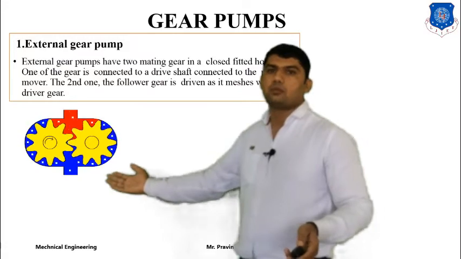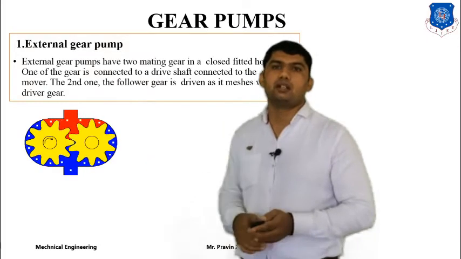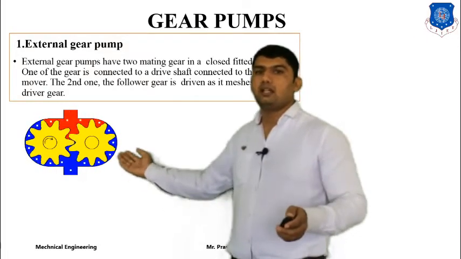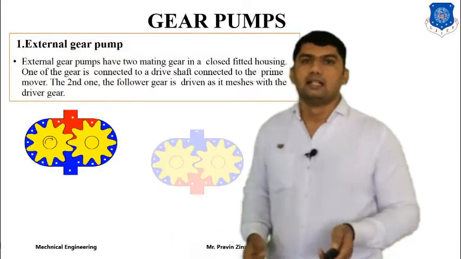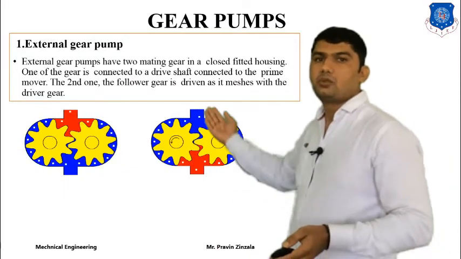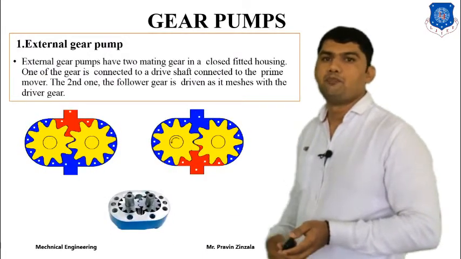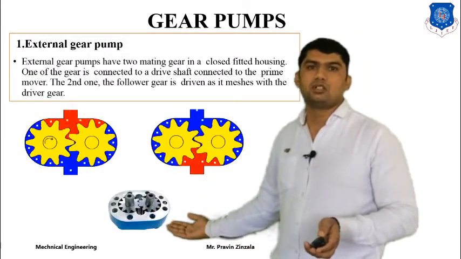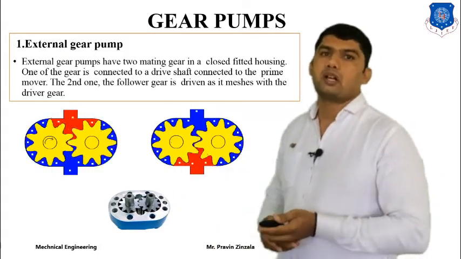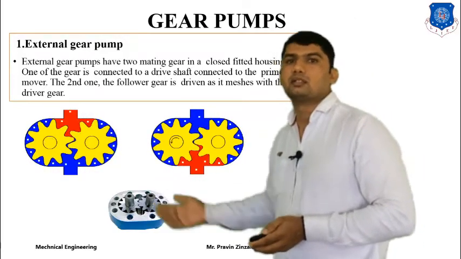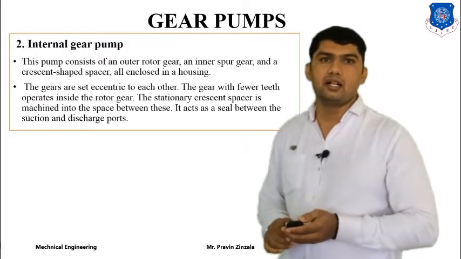In this diagram, fluid is passed from bottom to top. This is the external gear pump, and fluid is contained between the gaps of the two teeth and passed to the top portion. In the second example, fluid passes from top to bottom. So according to requirement we can utilize the gear pump. This is a practical cut cross section of an external gear pump. If you go to the market to purchase an external gear pump, it will be of this type. The second classification of gear pump is the internal gear pump.